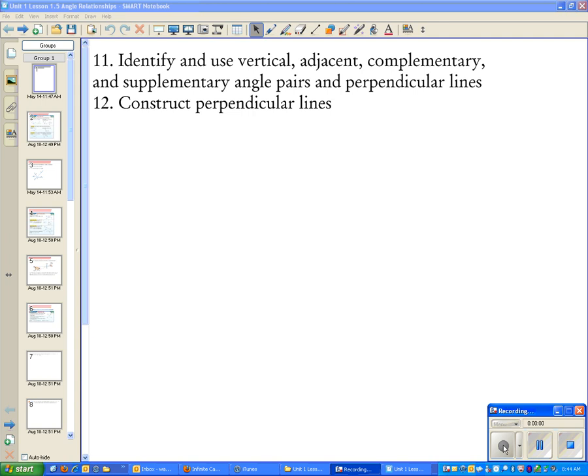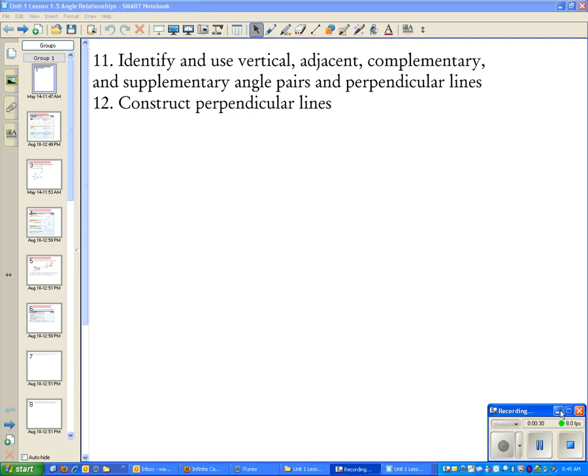We're going to identify and use vertical, adjacent, complementary, and supplementary angle pairs and perpendicular lines. Then we're going to construct perpendicular lines, which, by the way, you already know how to do. When we constructed the bisector of a segment, that's the exact same construction we're going to use to construct perpendicular lines. That bisector was perpendicular to the segment that it bisected.